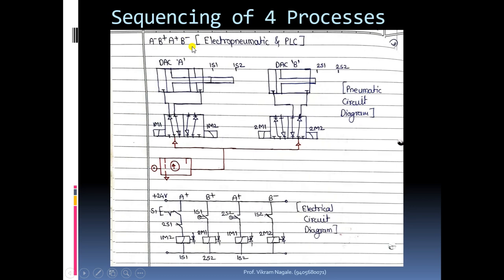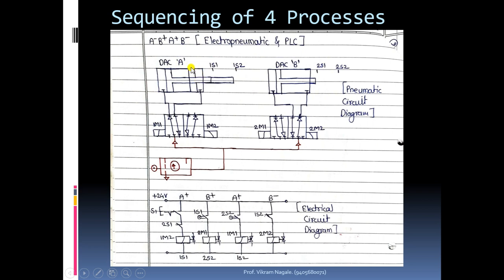So this is the 2 tasks and 4 processes example. Now here we will see about A minus B plus A plus B minus together. That is what one cylinder is initially extended and another is initially retracted. So here you can see A minus, B plus, A plus and B minus.